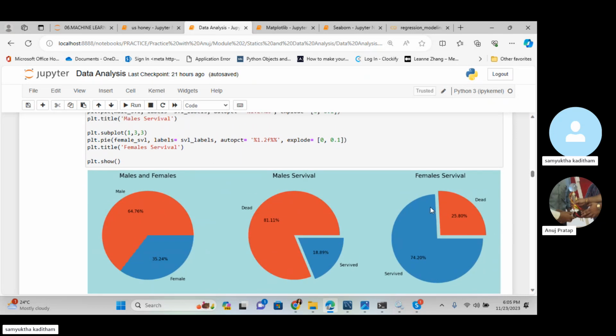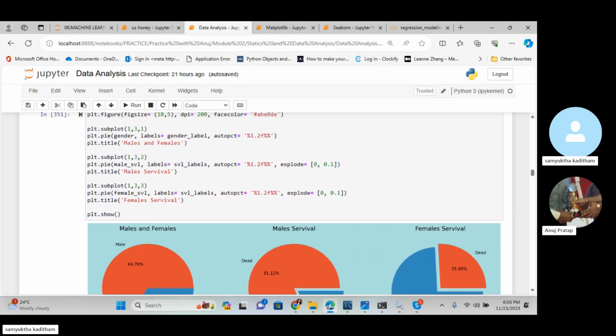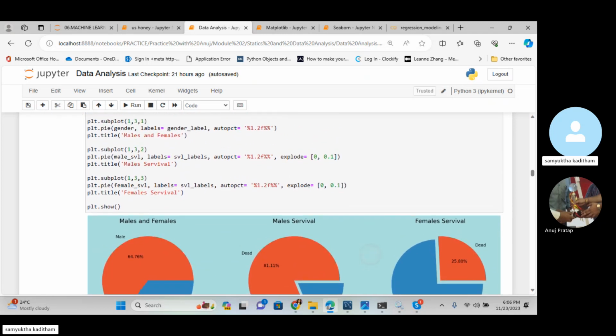Can you tell me one thing about subplot? What is one and what is three and what is one? One three means one row, three columns. So first it's a row and three columns. In these subplots, there is a single row. In the single row, there are three plots.